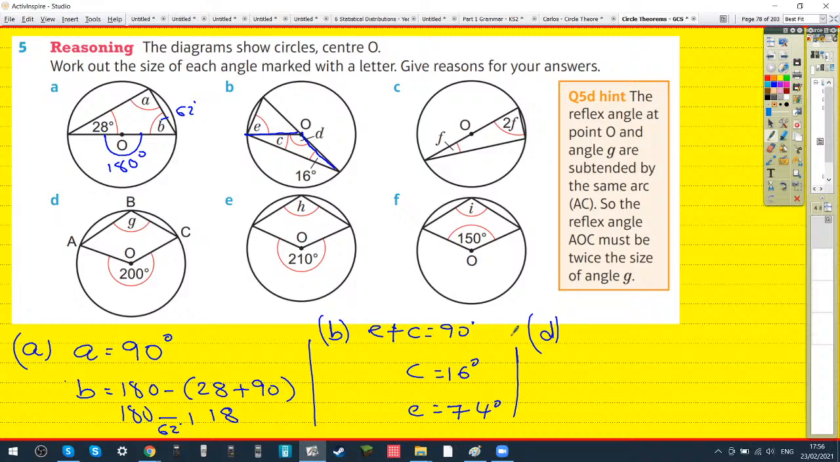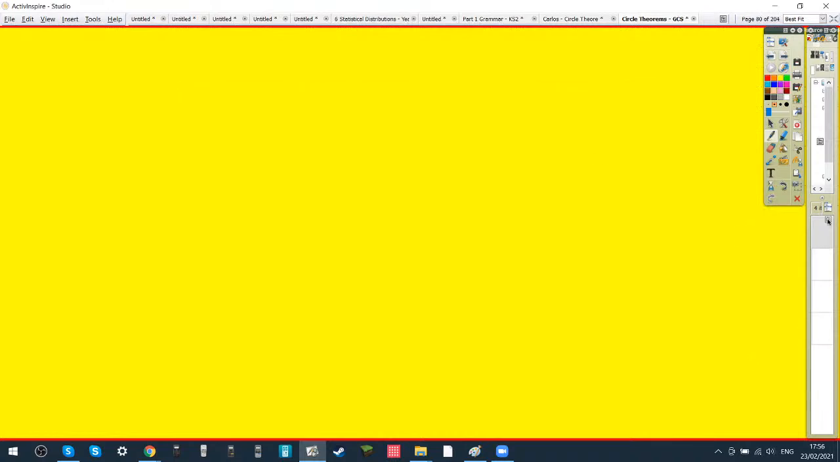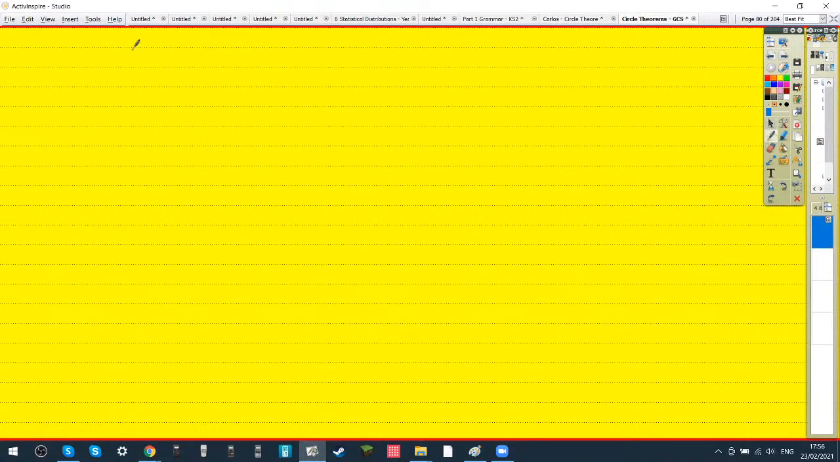G is 100. Yeah. And so how would you do F? Find out what the other side is, which is 210. So I is 105. Well done. That's 105 degrees. That's great. And so that stuff, what do you give yourself? I think about half. It's all right.